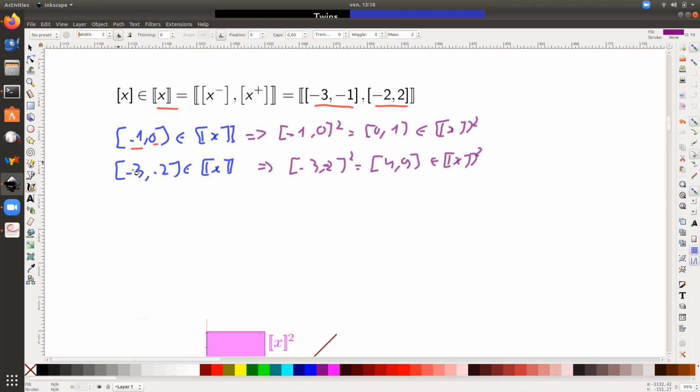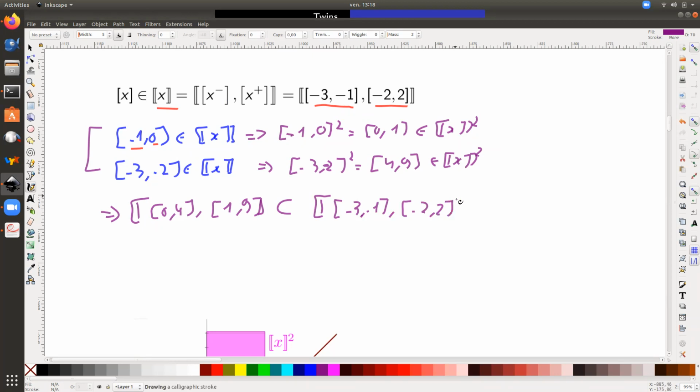So what I have just shown means, I conclude from both, that the twin [0, 4], [1, 9] is a subset of [-3, -1], [-2, 2] squared, because I have two elements. I will show later that we have the equality, but I wanted to introduce the semantics.